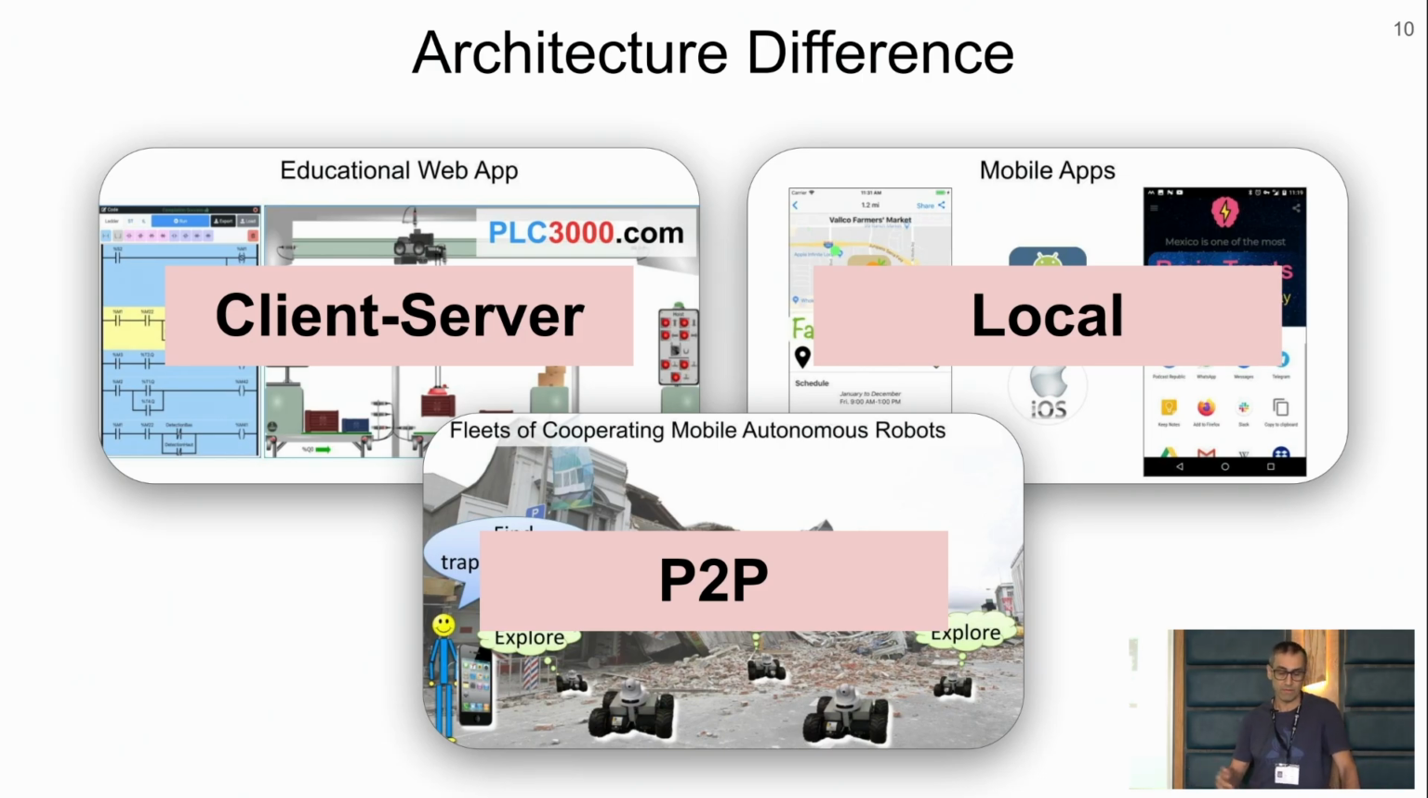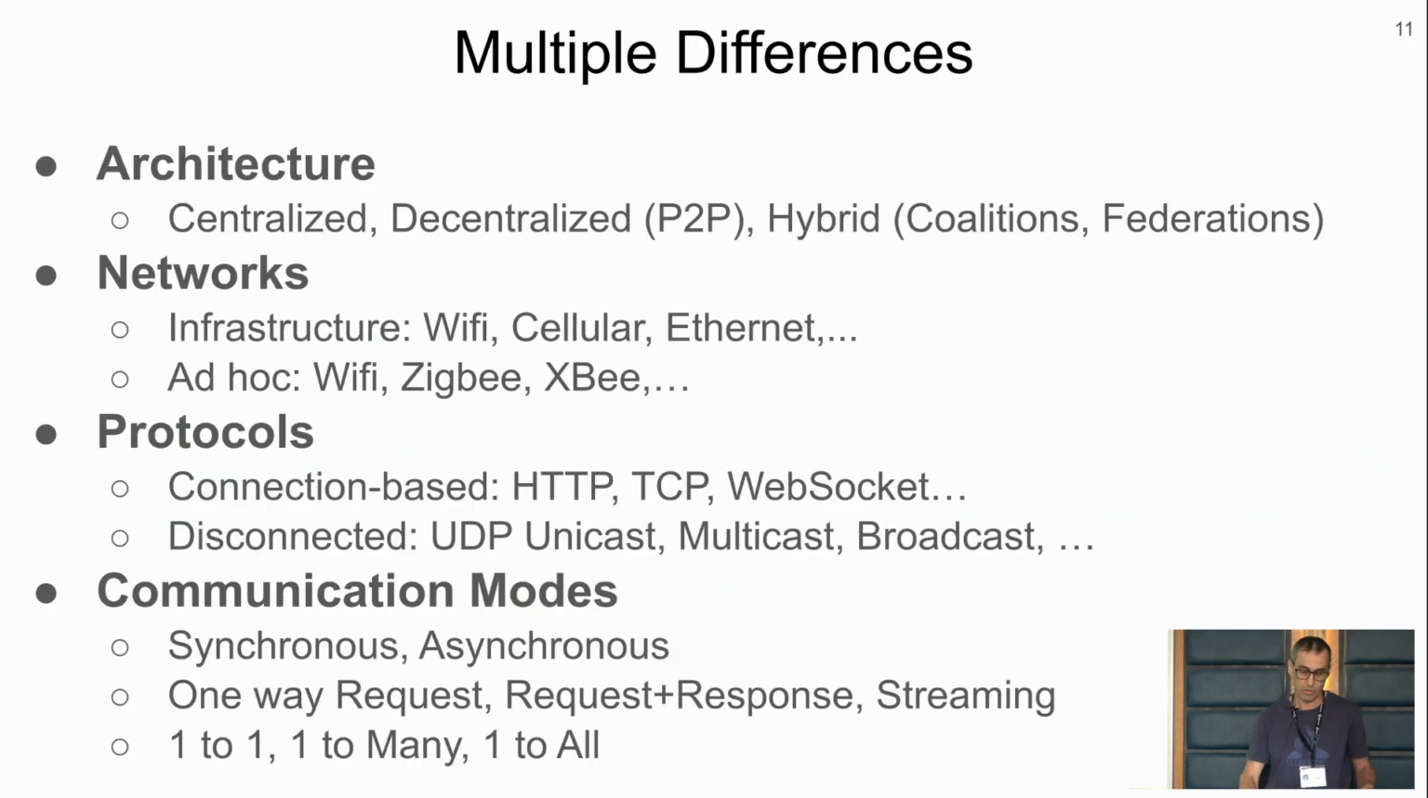One is client-server, one is peer-to-peer, another is more local. And we can dig, and beside the architecture, they use different networks: infrastructure networks or ad hoc networks with different protocols. The protocols can be connection based like HTTP, TCP, or WebSockets, or they can be disconnected if you are using UDP, unicast, multicast, broadcast, or whatever.